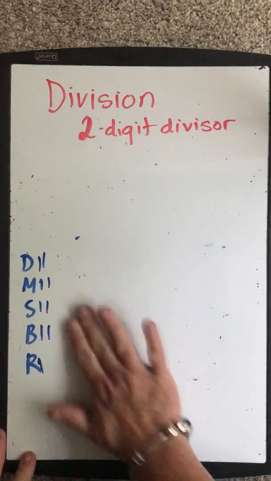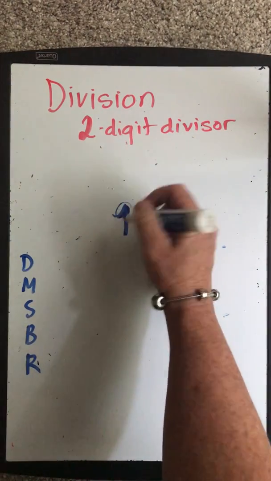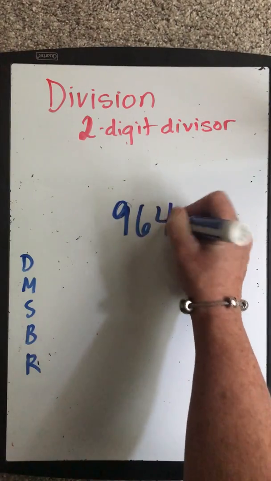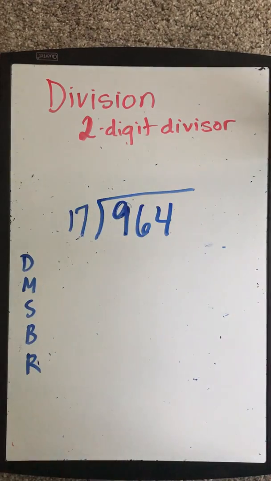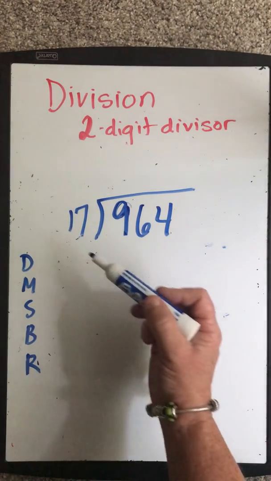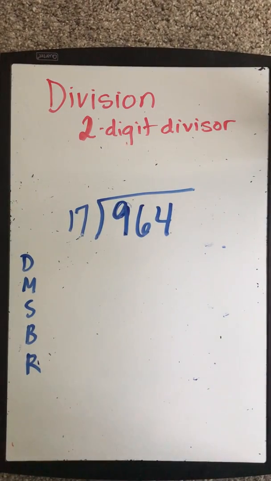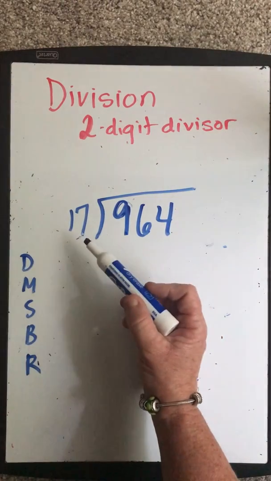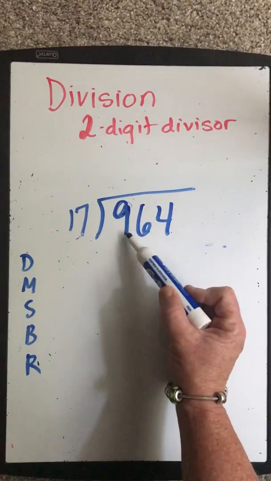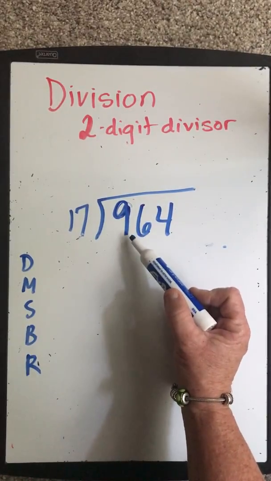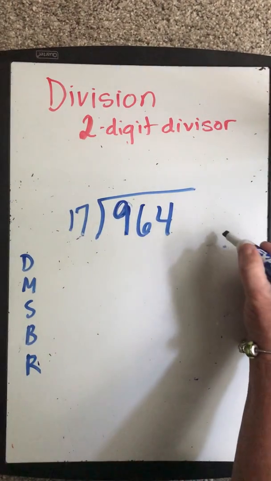We're going to try another one that's like this that might be a little bit more difficult. Let's try 964 divided by 17. Okay, so I have to first ask myself, can 17 go into 9? No. Can it go into 96? Well, yes, we just don't know how many times. So I'm going to look at, 17 is very close to 20, and this 96 is very close to 100. 20 can go into 100 5 times. So I'm going to start out with the number 5.